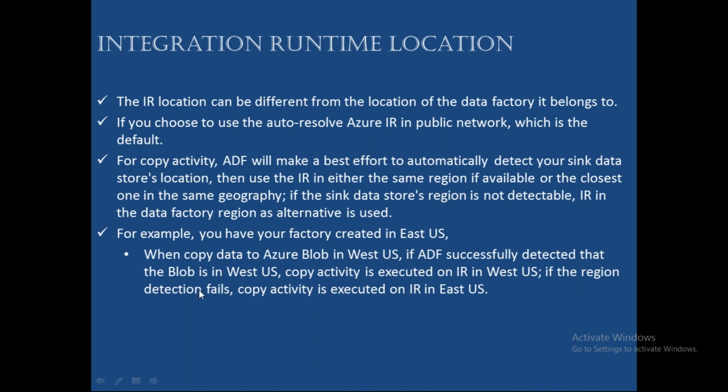If the region detection failed, if it failed to identify the region, then copy activity is executed on IR in East US. What is this East US? East US is the place where you have created the data factory. You see, data factory. Clear now? So your target is West US. If you are able to find the West US data center, then IR will be used from the same location. If this sync is not detectable, then IR will be used from the East US data center.